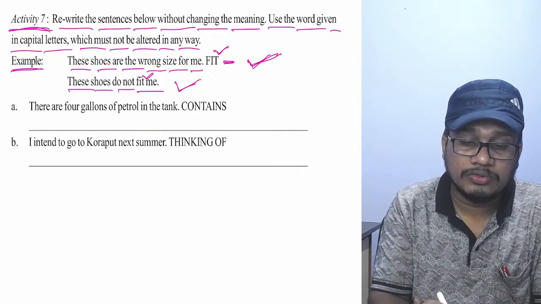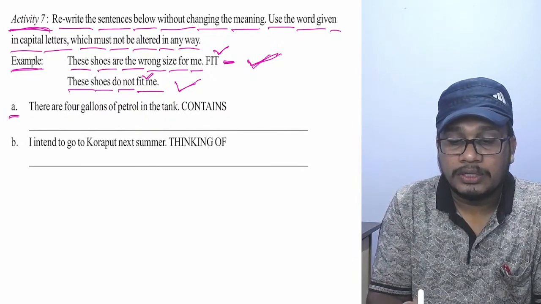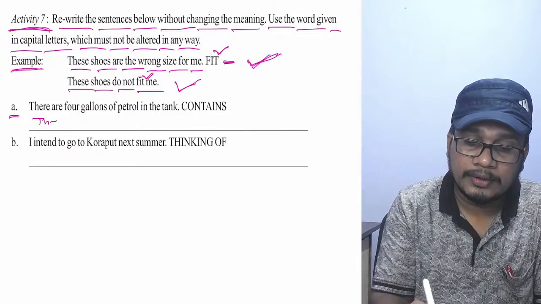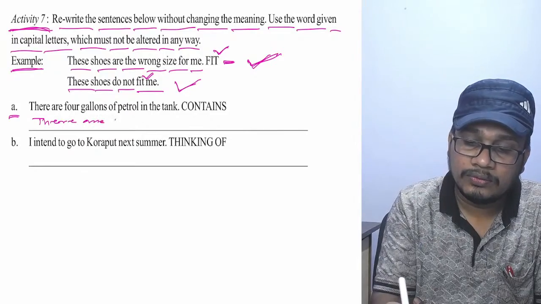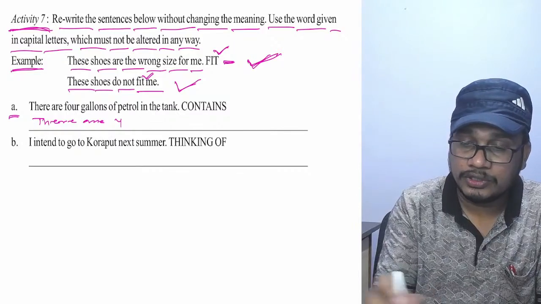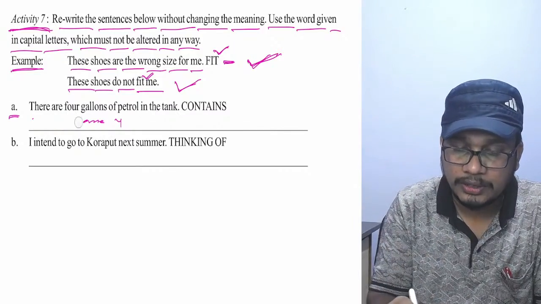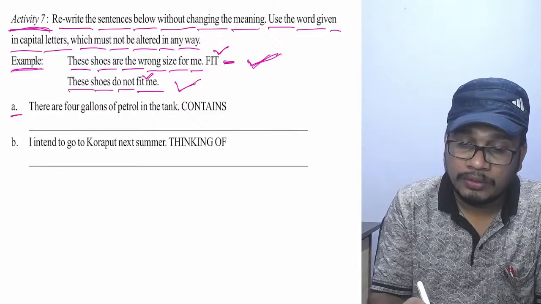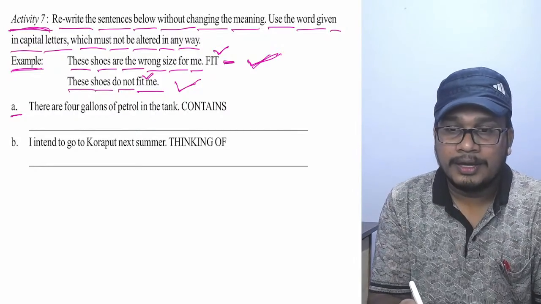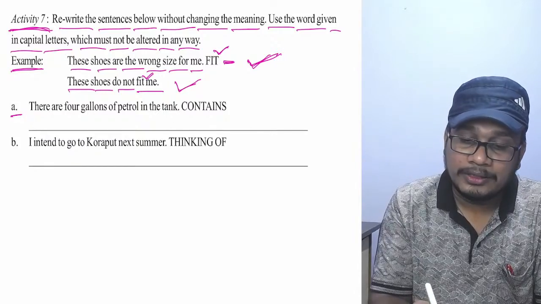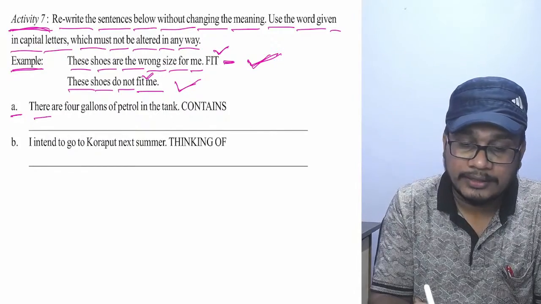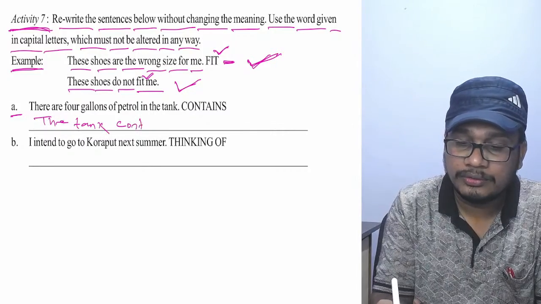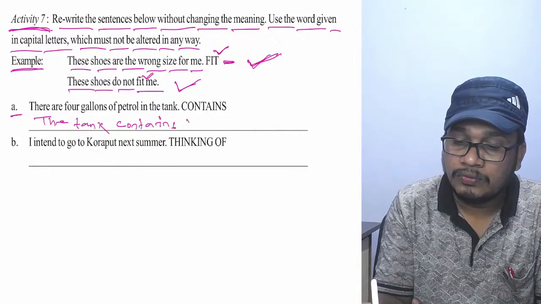Okay, next we come to a question. There are 4 gallons of petrol in the tank. We will use contains. Then we can write: the tank contains 4 gallons.